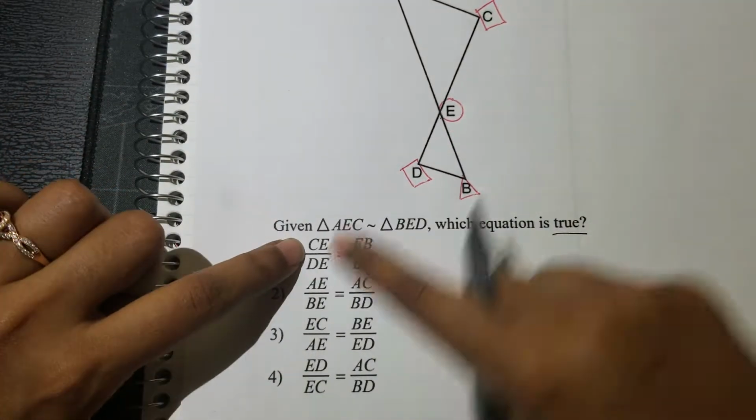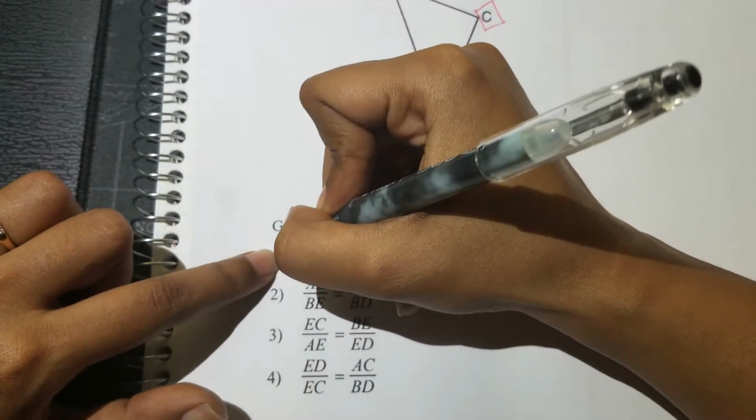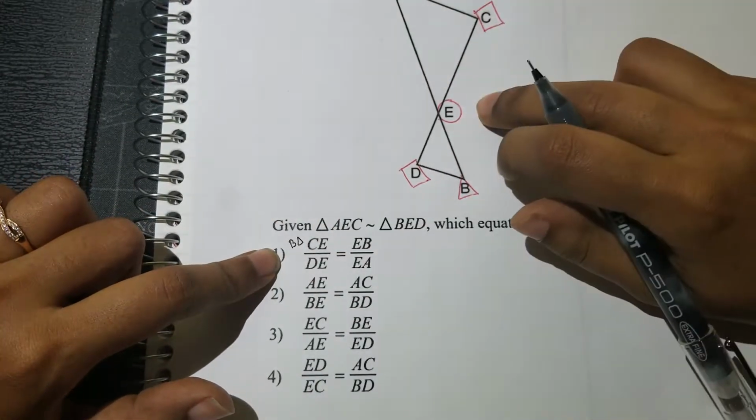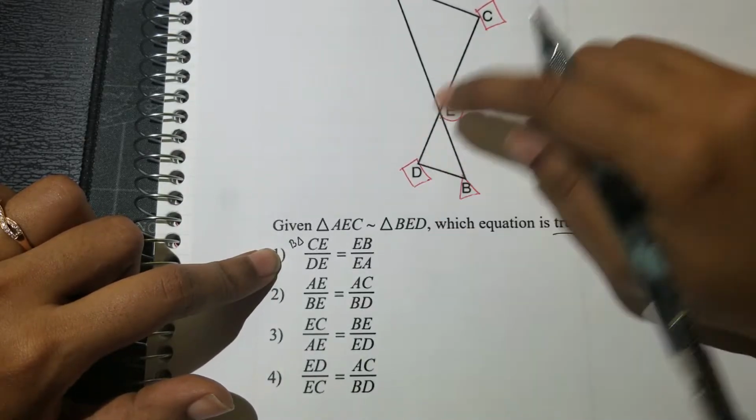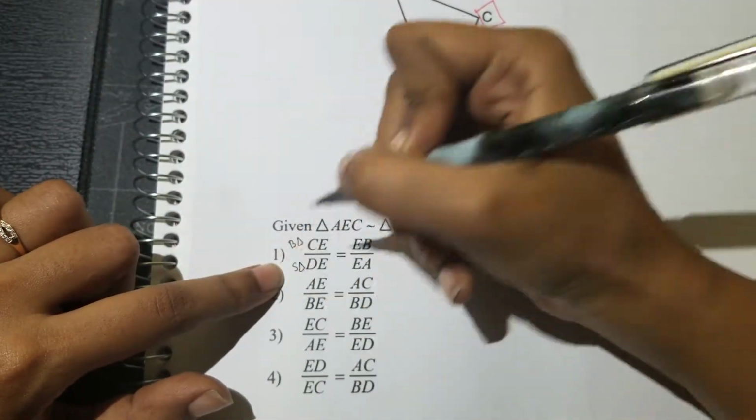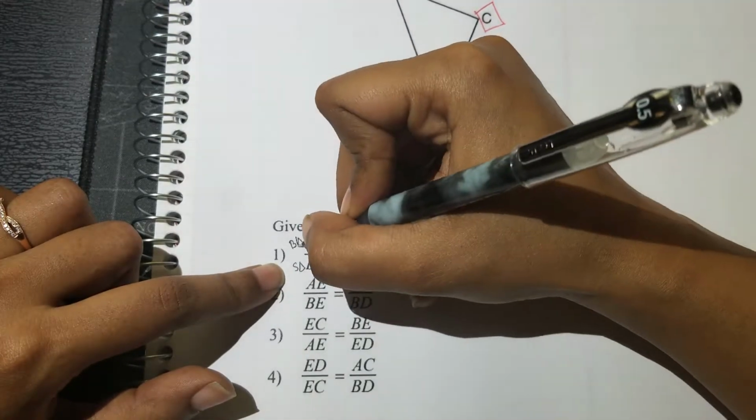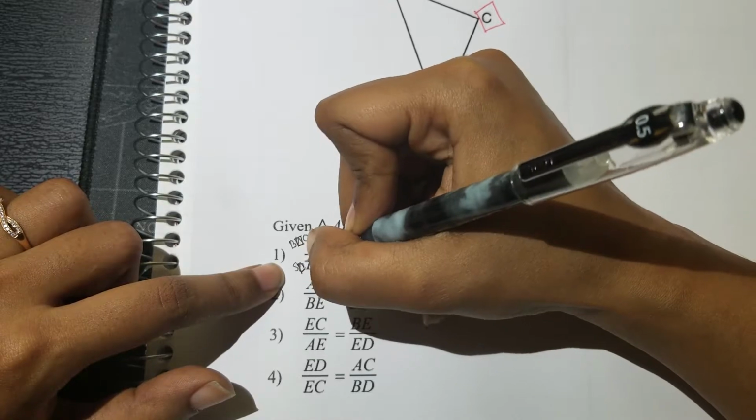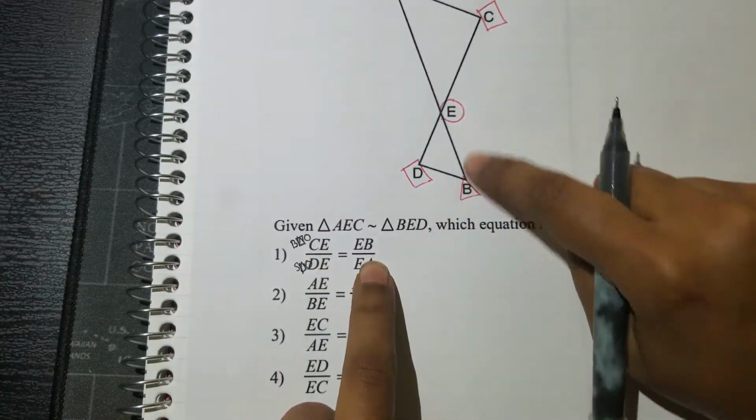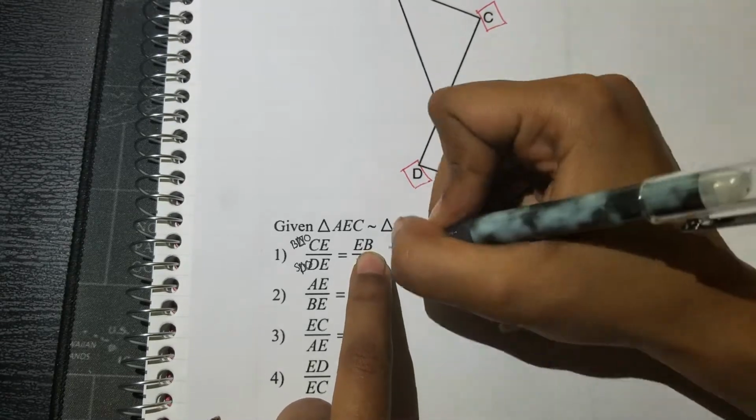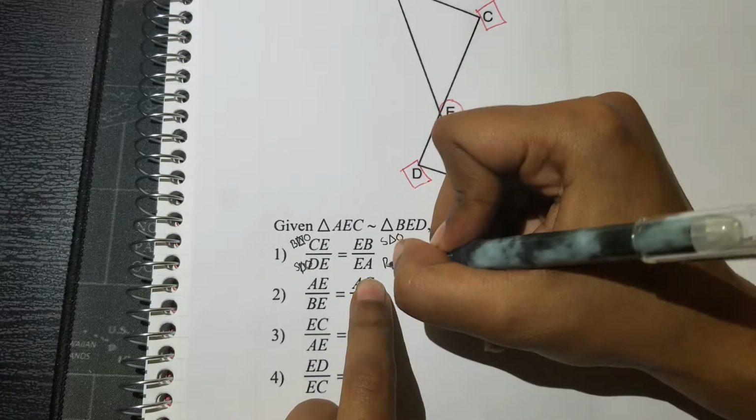So it's saying that CE, which is from the big triangle, so I'm going to write big triangle, CE from the big triangle is over DE from the little triangle, so small triangle. So I'm going to actually use a symbol. Square circle, square circle. So big square circle, small square circle. EB is small triangle circle, EA is big triangle circle.